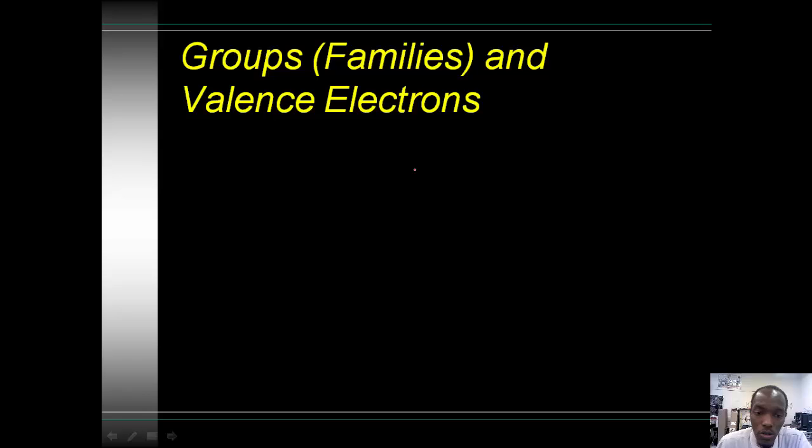Alright, so what do groups tell us? Groups tell us precisely what the valence electrons are, and as mentioned before, our valence electrons are very important in determining our chemical bonds. Alright, so let's see. We're going to look at the element lithium. Lithium is located in group 1, and lithium has an atomic number of 3 and an atomic mass of 6.9.